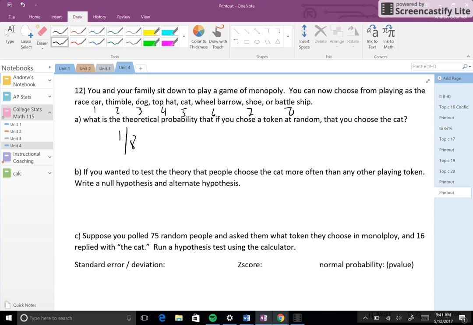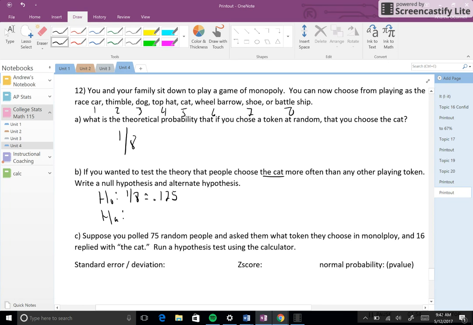If you wanted to test the theory that people choose the cat more often than any other playing token, this gets into a hypothesis test. So if it's just by random, you should expect to get somebody who chooses the cat just 1 out of 8. If it's just by random, 1/8 of the time. 1/8 is 0.125. Either of those are fine.